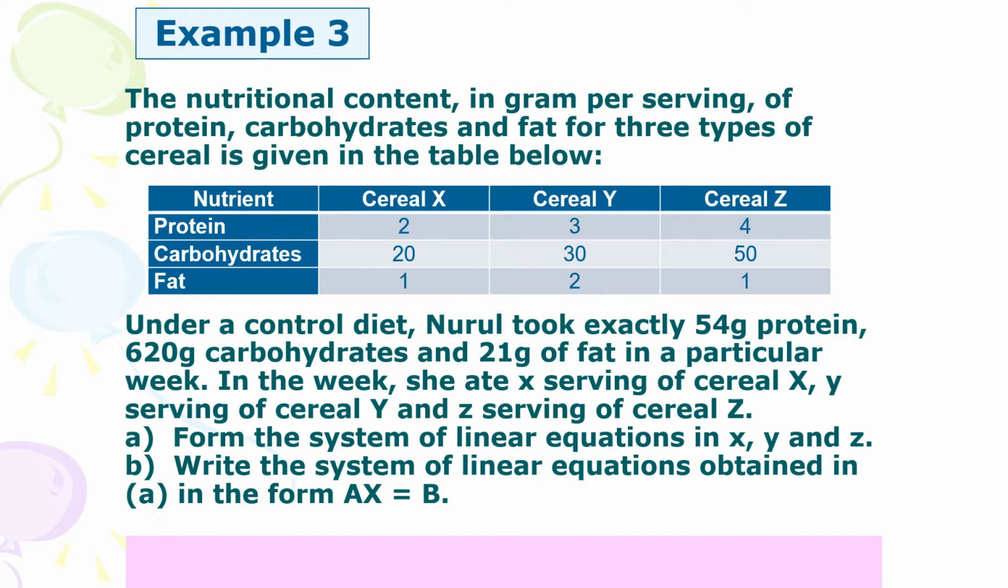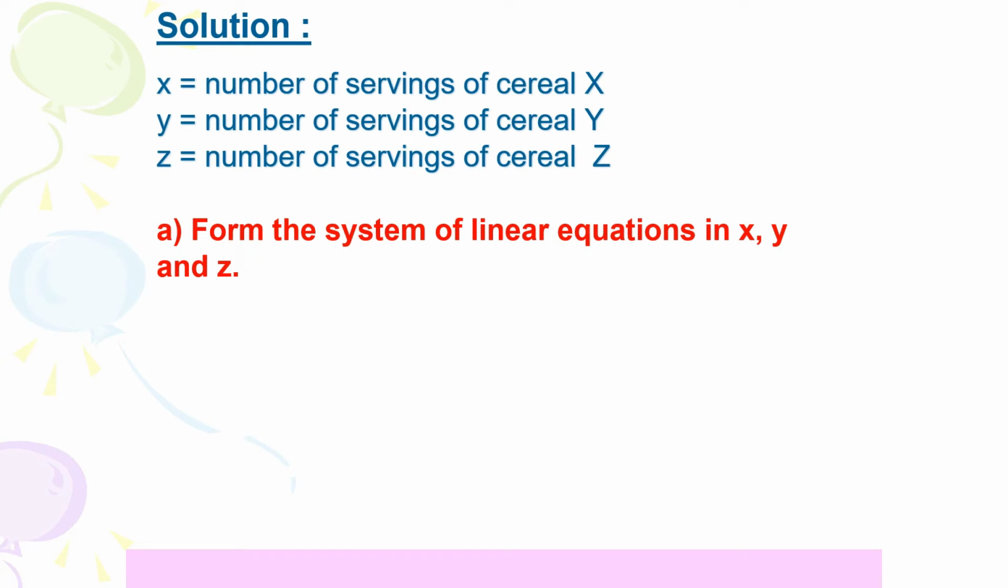In the week, she ate X serving of cereal X, Y serving of cereal Y, and Z serving of cereal Z. Then the question asks us to form a system of linear equations in X, Y, and Z terms, and also write the system of linear equations in the form of AX = B. We already know the variables involved: X is the number of serving of cereal X, Y for cereal Y, and Z for cereal Z. For the first question, we have to form a system of linear equations in X, Y, and Z.